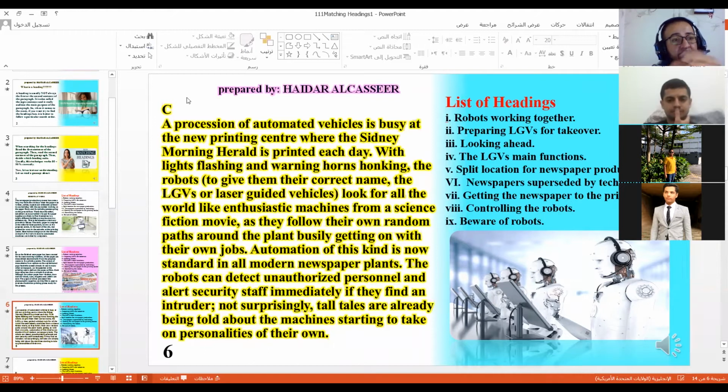I don't see here any main idea. Is there any main idea here? No. There is no main idea. Where is the main idea, if there is? Let me read it again. A procession of automated vehicles is busy at the new printing center where the Sydney Morning Herald is printed each day. Have a look at it. Can you see any main idea? No. Okay. Let me continue reading.